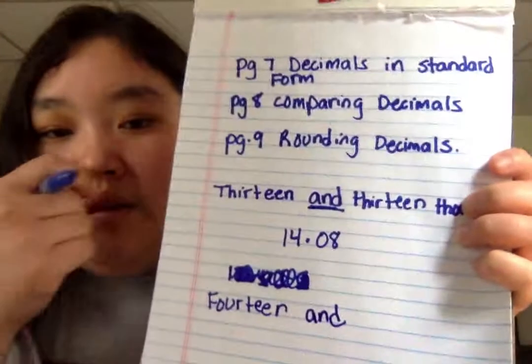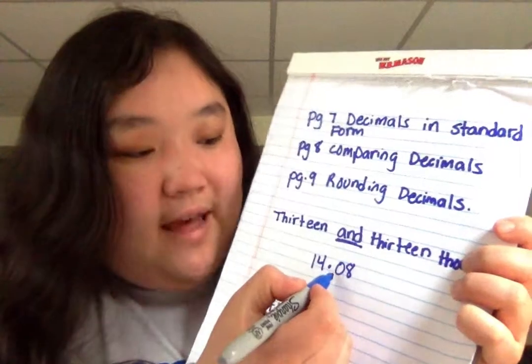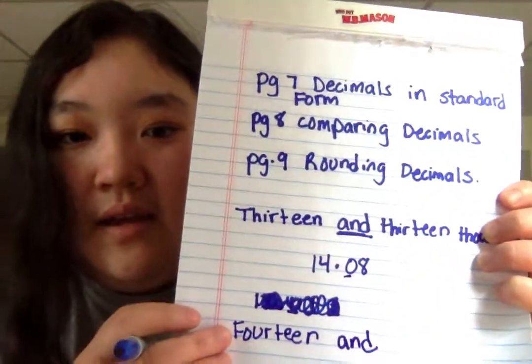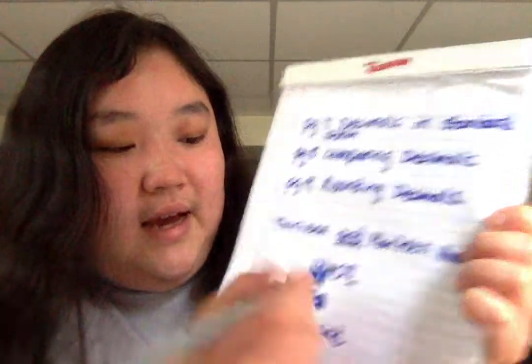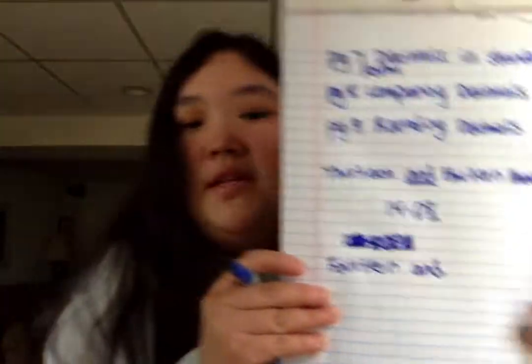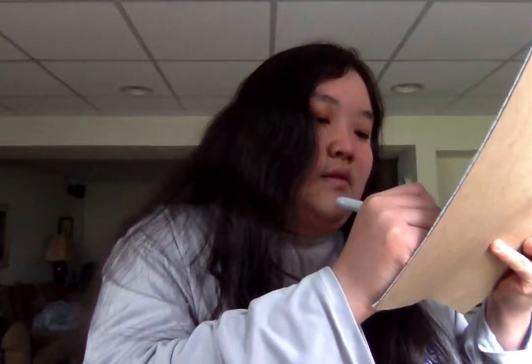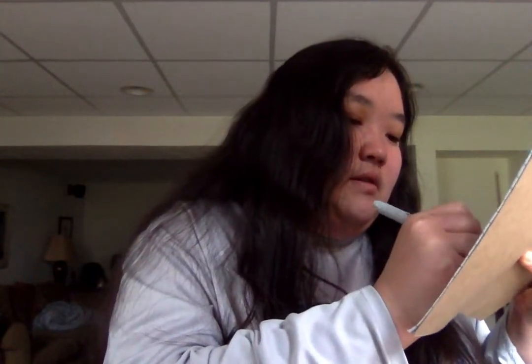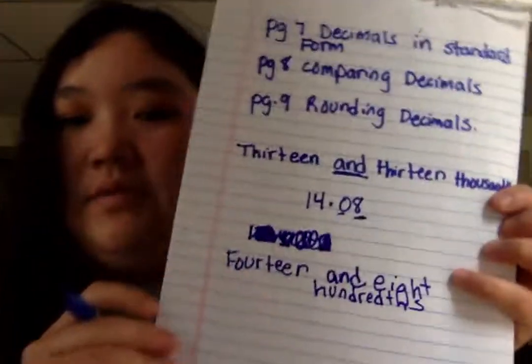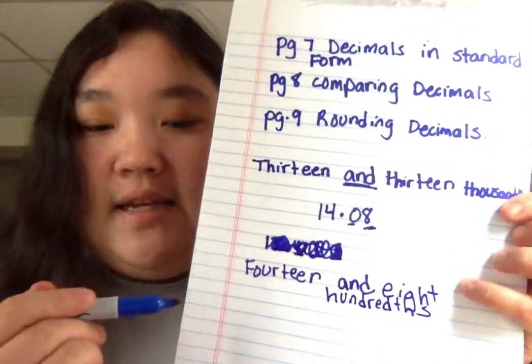So I'd have to write 14 and, now let's look. There's a 0 in the tenths place, okay? And the 8 is in the hundredths place. So I'm going to need to write it out as 14 and 8 hundredths. Notice I have that TH at the end. The and is going to represent the decimal.